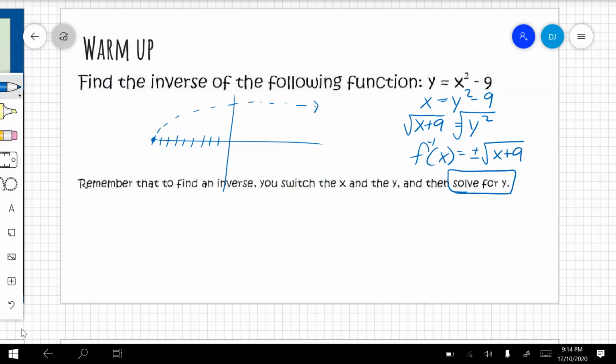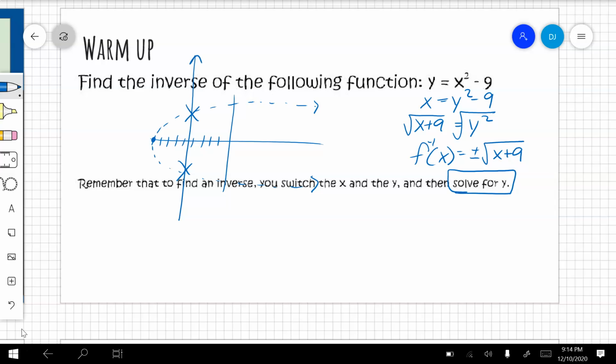Okay, this is going to be positive, and this would be the negative, because we're taking an inverse of the original parabola. So this is no longer a function because it doesn't pass the vertical line test.